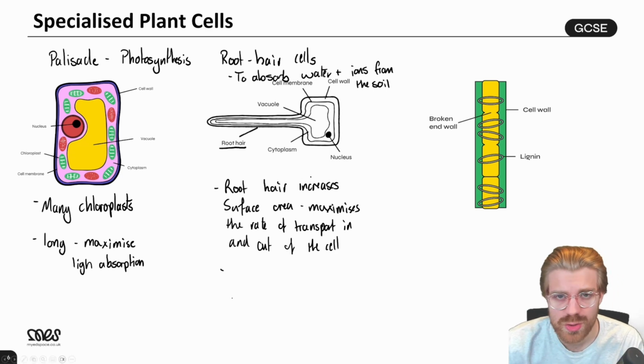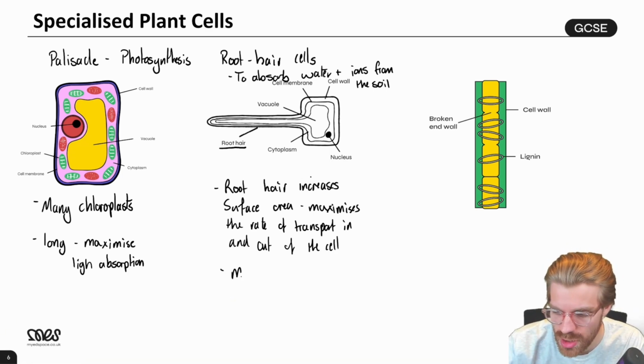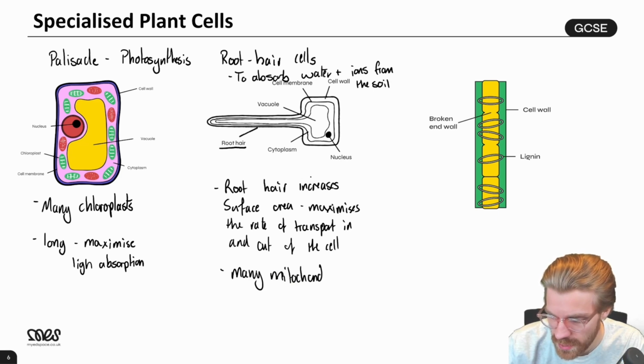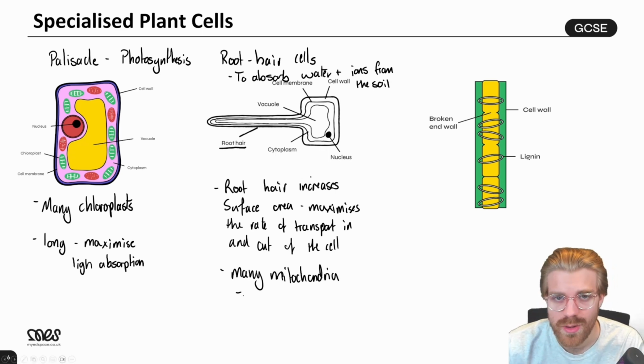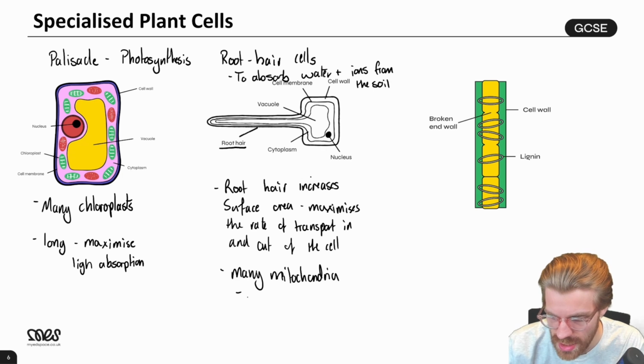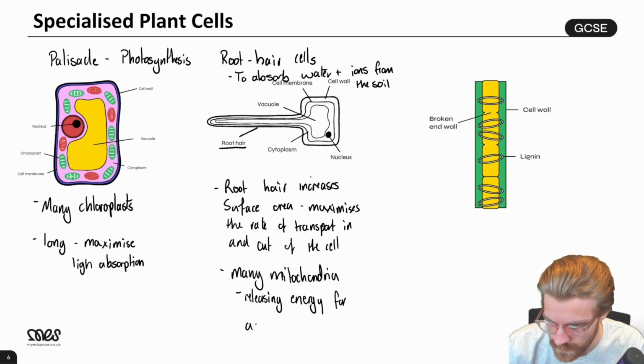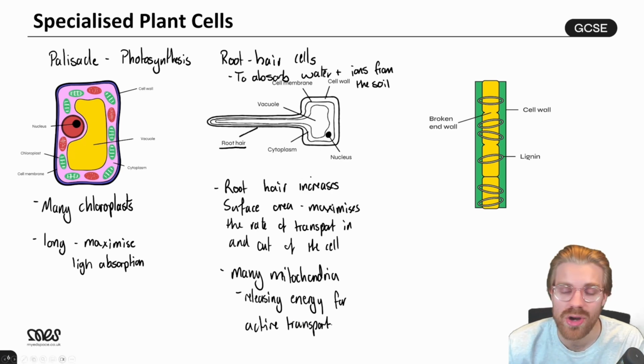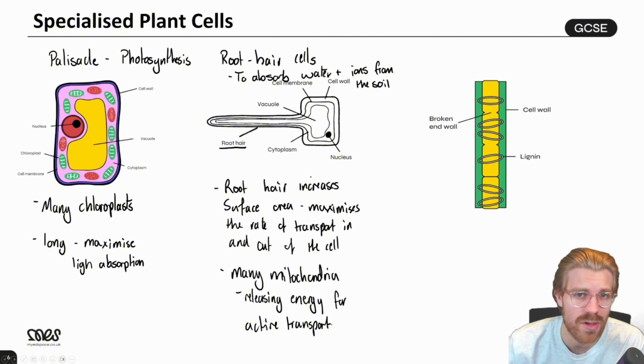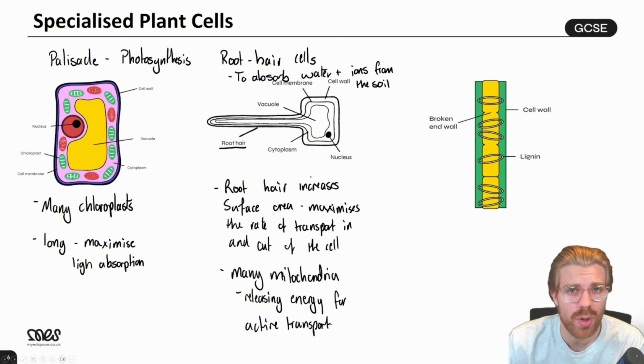The root hair cell, we would also expect to find many mitochondria within the root hair cell too. The reason why we would expect to find many mitochondria is because the root hair cell might be doing a lot of active transport, and those mitochondria are going to be releasing the energy for the active transport. An additional adaptation of the root hair cell is that it does not contain any chloroplasts. It is underground, which means there's no sunlight, so there would be no point in the root hair cell producing these chloroplasts. So to save energy, it doesn't bother.